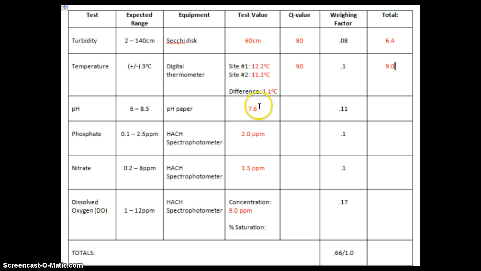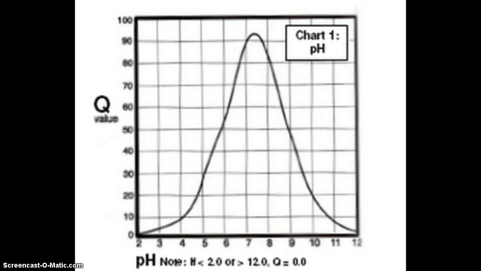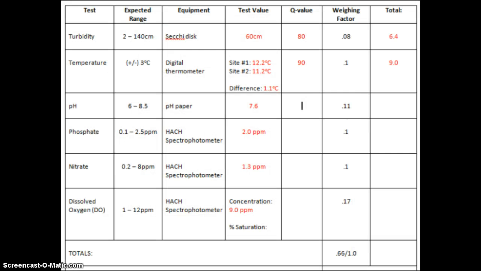I get a value of 7.6. So we take our pH value of 7.6, I find that on my x-axis. Remember, I'm looking for my Q value score over here, so I find 7.6 roughly in the middle. I come up here, and I get a value of roughly, let's call this 92, right? If I travel over here and follow this value, I get a 92. So let's go back to our data chart. So I bring that 92 over here, and I'll go ahead and plug that in. I get a 92 Q value. I'm going to multiply it times the weighing factor of 0.11. And I get a value here of 10.12.